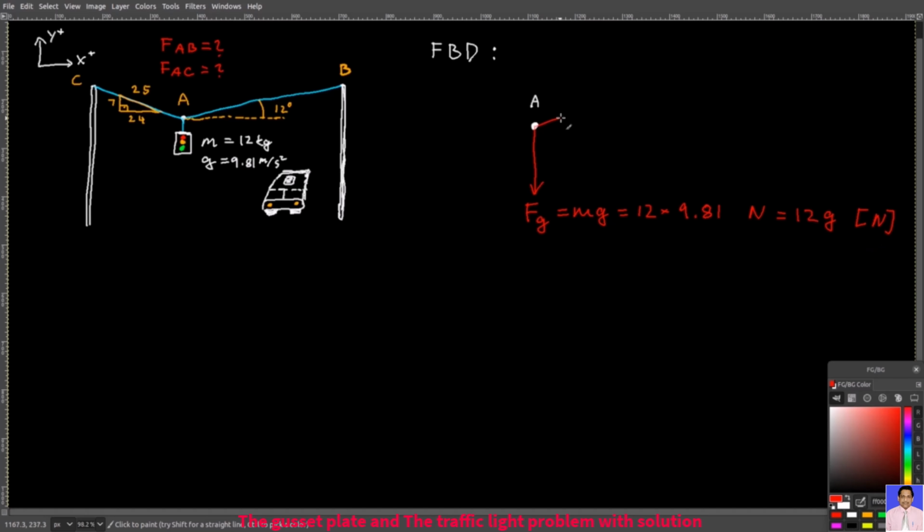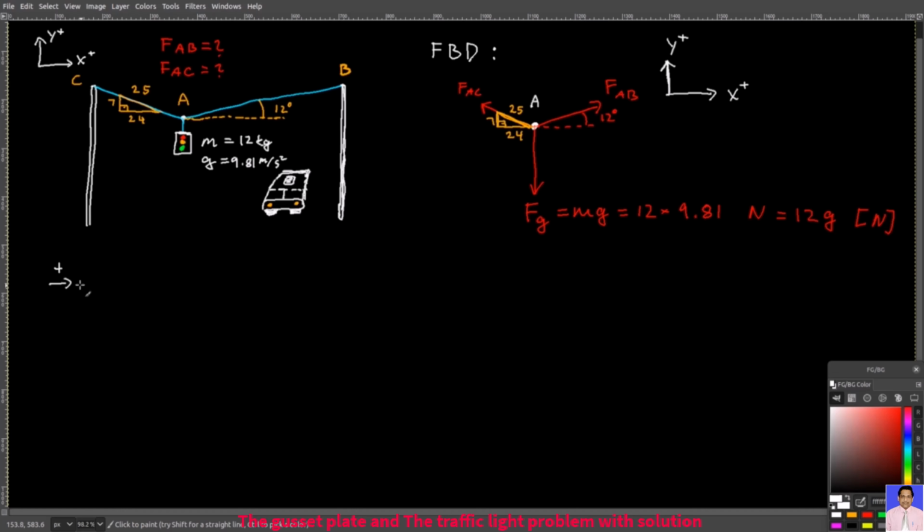Then you have another force that goes along the cable. This is FAB, and here you have 12 degrees. And then here you have another force, FAC, and so here you have your right triangle, 24, 7, and 25. So this is our free body diagram. And now we will simply apply our equilibrium principle. We clearly define that positive x is in this direction and positive y is in this direction.